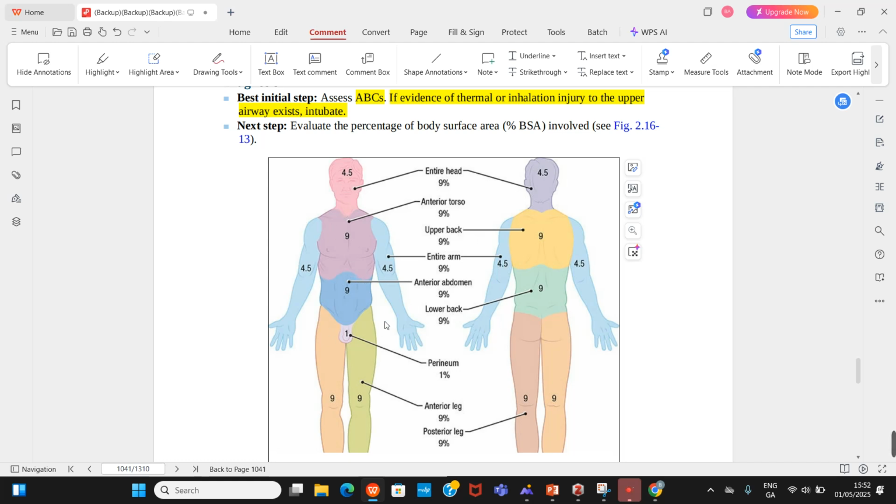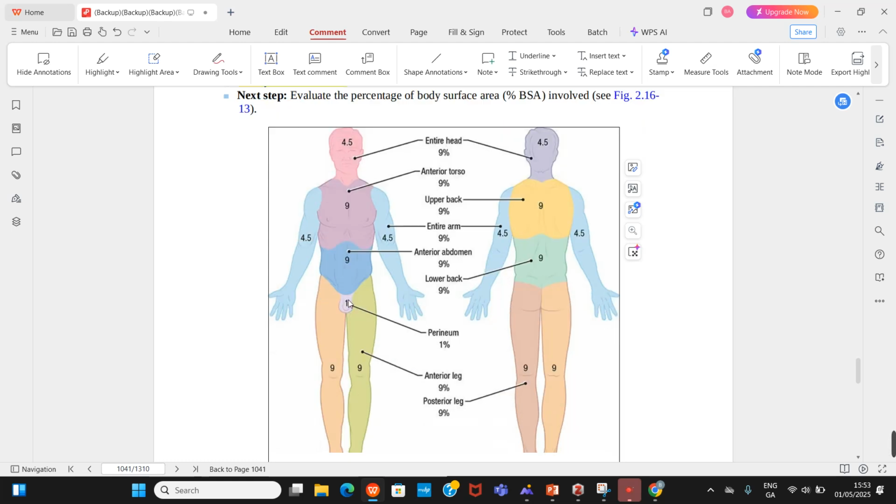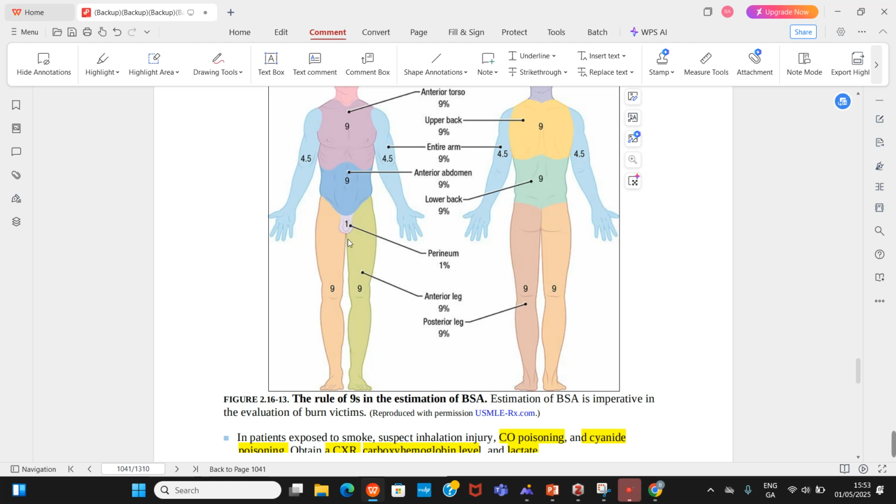You now divide the body part, this part here, into the chest and the abdomen. So the front of the chest 9, the abdomen 9, then the same thing, the back of the chest 9, the back of the abdomen 9. Then they give the perineum 1, and the front of the entire lower limb 9, the front of the second entire lower limb 9, the back of the entire lower limb 9. So the only parts taking 4.5 are the front of the head, the back of the head, the front of the upper limb, the back of the upper limb.